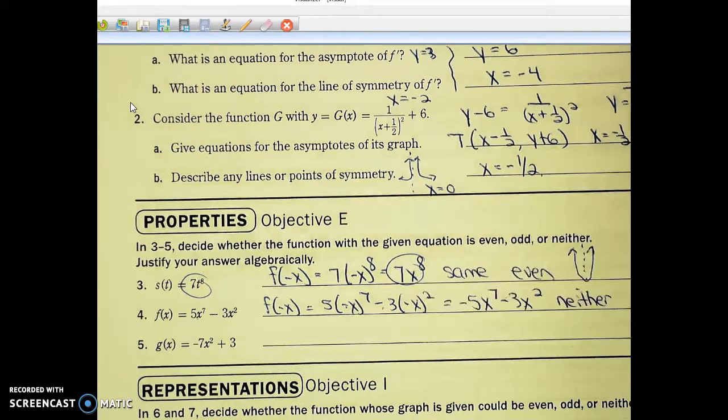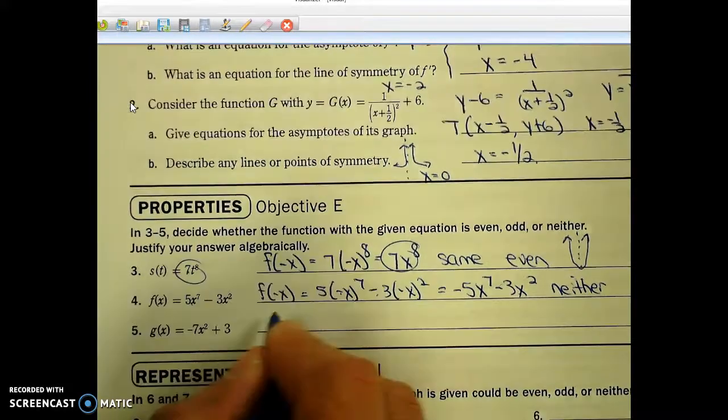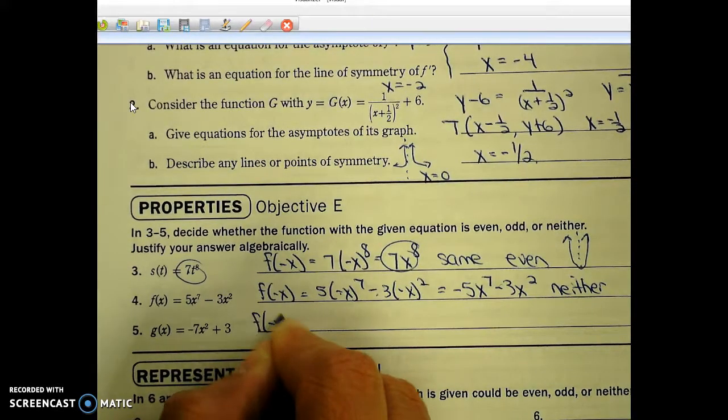And again, if you went and looked at the graph, it shouldn't have line symmetry through the x-axis or y-axis, or point symmetry either. Let's take a look at the last one.